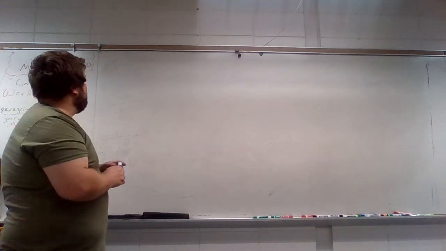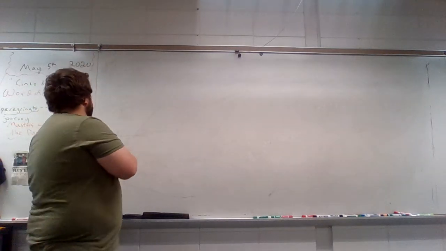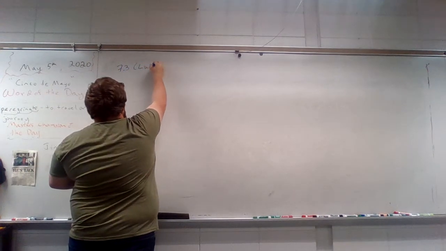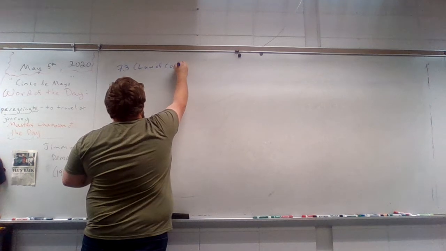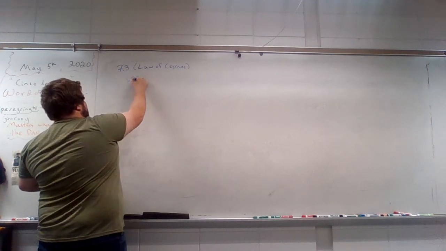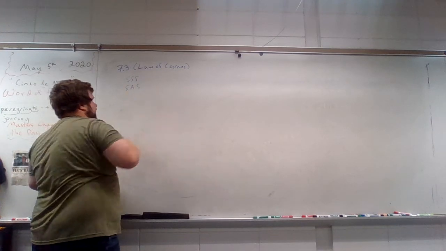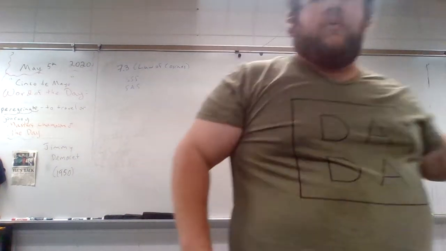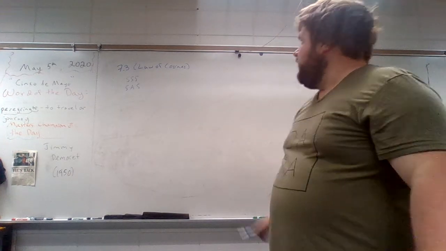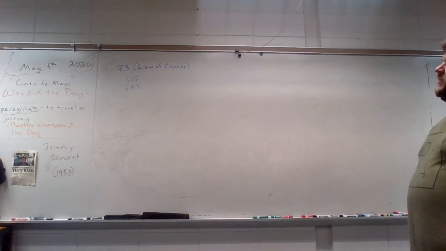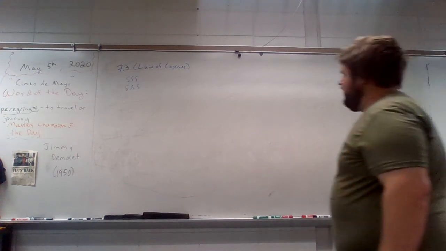Okay, so this section is 7.3, law of cosines. I think I mentioned in the last video that you would use the law of cosines if you had a triangle that was side, side, side, or side, angle, side. So if you don't have two of the angles, you would definitely start with this law of cosines. Okay, so what is the law of cosines?